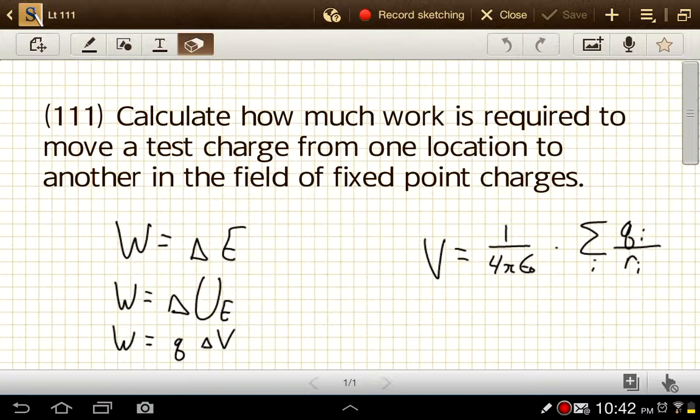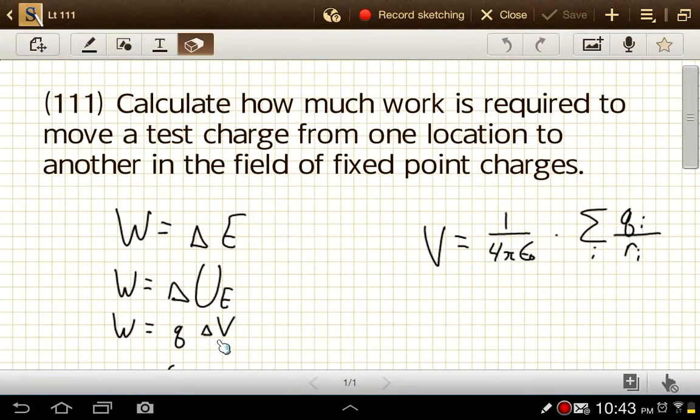And we know from before that electric potential energy is just equal to Q times the electric potential. That's the definition of electric potential, the ratio of electric potential energy to charge. So you can multiply those two together and get electric potential energy. If we want the change in electric potential energy, then we need the change in electric potential, or the voltage, or the potential difference. Those are all synonyms here.